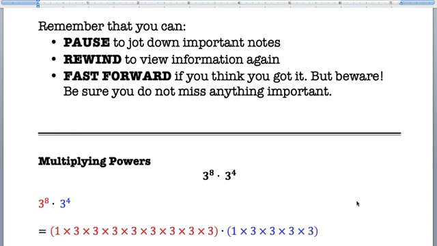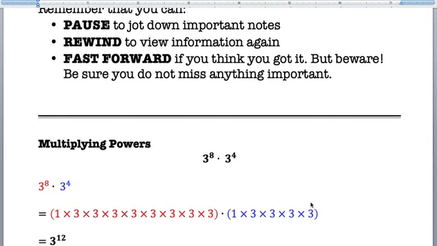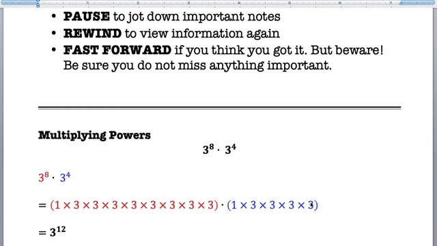In order to figure out this answer, we would need to figure out how many 3's we have now. So in total now I have 1, 2, 3, 4, 5, 6, 7, 8, 9, 10, 11, 12. So 3 is being multiplied by itself 12 times. So this answer right here is 3 to the 12th power. That's how we multiply powers. We didn't give you the final answer, we just gave you the exponent answer.